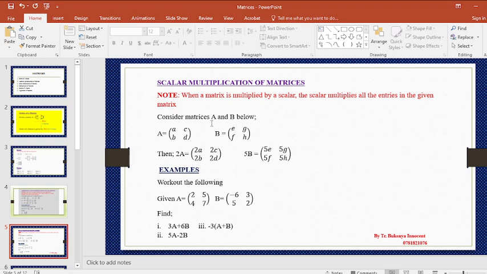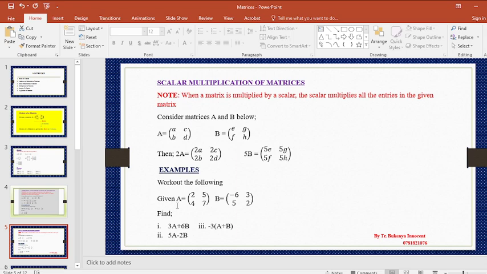So consider matrices A and B below, where A equals A, B, C, D and B equals E, F, G, H. Then 2A. So 2 is the scalar, and it is multiplying this matrix. So you can see 2 times A, 2 times B. That means the 2 is going to multiply all the entries in matrix A. Likewise, 5B equals 5E, 5G, 5F, 5H. So it multiplies all the entries inside.